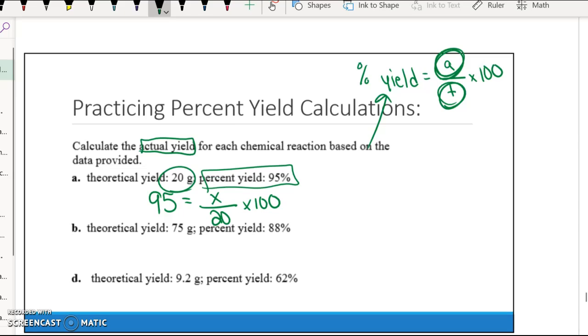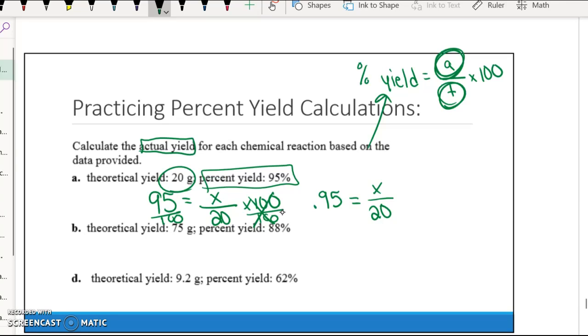But if not, just remember you're doing the opposite operation. So this is times 100, so we will divide both sides by 100. That would cancel that out. I'm going to do 95 divided by 100. It's 0.95 equals x over 20.